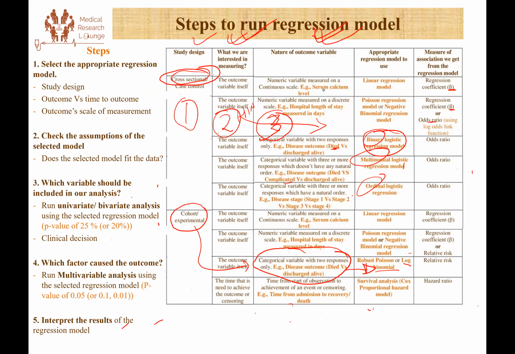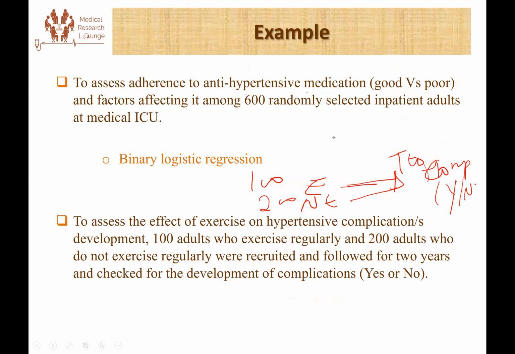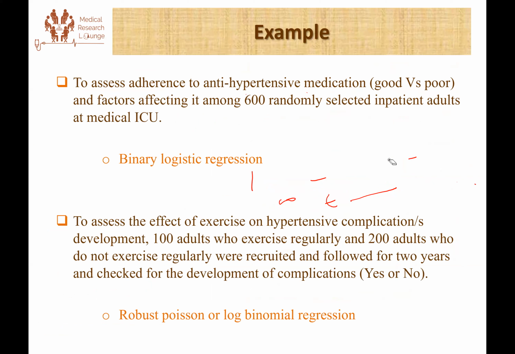Someone texted on the chat box, I saw it. So in a prospective cohort study, we want to get relative risks. That's why we use robust Poisson or log binomial regression models. So we use the robust Poisson regression model when our outcome is not rare. That means roughly when it's above 20%, let's say the proportion of complication among the study population. If it is above 20%, we can use the robust Poisson regression model. But when it's less than 20%, we can use the log binomial regression model. It's more efficient.